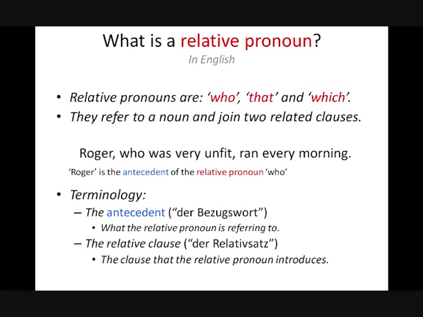Okay, looking at this example still, where is our relative clause in here? Where is the information that the relative pronoun has introduced? Right there, in between those two commas. Roger, who was very unfit, ran every morning. That bit in there is the relative clause because it's the information that the relative pronoun has introduced. Also note that the main clause continues before and after the relative clause.